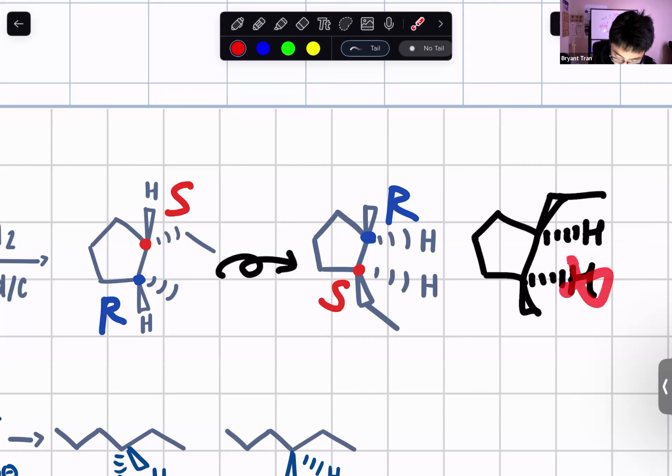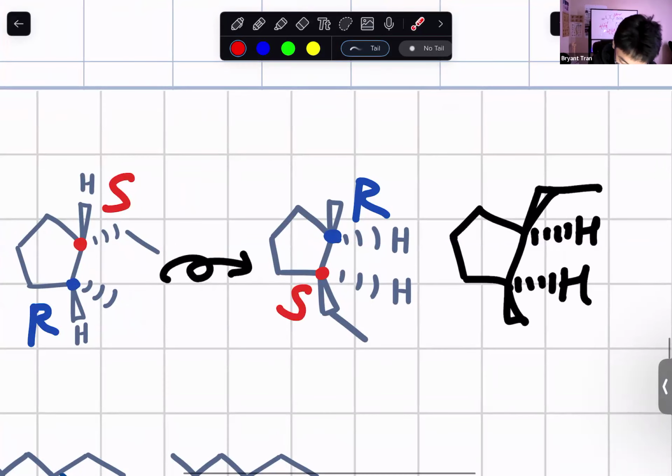The fourth lowest priority group could be in any direction, but it is actually very important because we want the last priority group to be on the backside, the dash. Like in this example here, it wasn't on the backside, so we had to flip what it looked like.